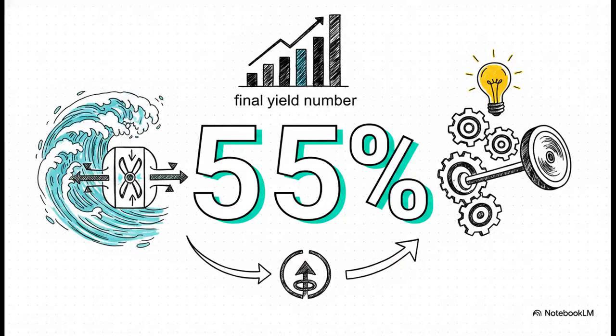And here's the big number. The rigorous simulation proves that the Wells turbine achieves a maximum yield efficiency of 55%. Now, you might hear 55% and think, that doesn't sound huge. But to put that into perspective for you, in the world of renewable energy, taking wildly chaotic, totally unpredictable ocean waves and successfully capturing over half of that energy to generate steady mechanical power, that is a massive game-changing victory.